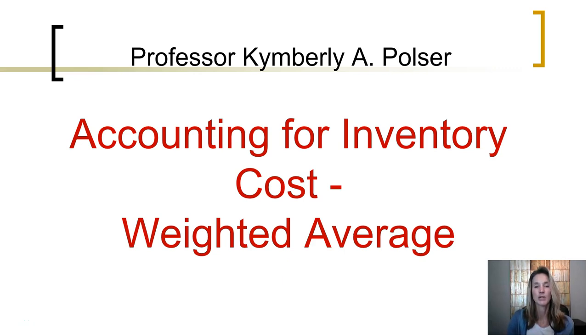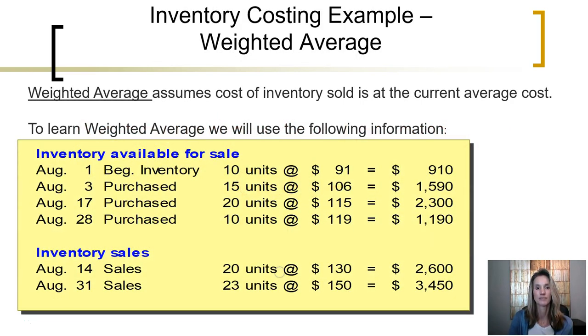In this segment, we are going to look at the use of the weighted average method to account for inventory costs. The weighted average method assumes that the cost of inventory is sold at the current average cost of all inventory that is on hand at the time of the sale.